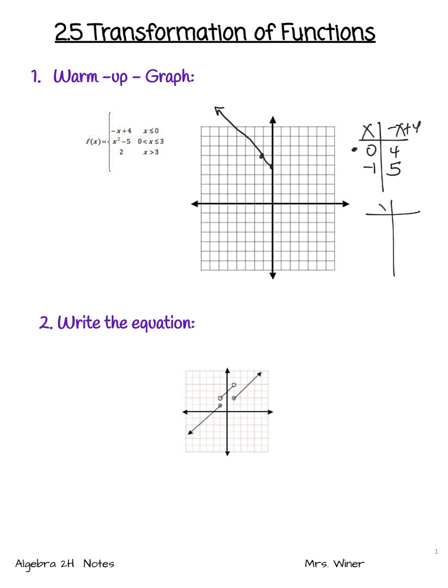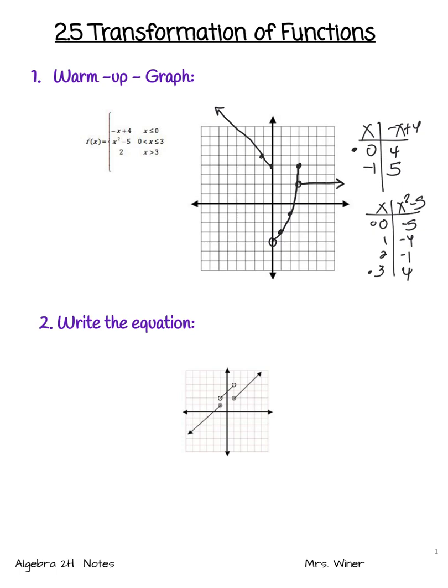Okay, then I'm going to graph x squared minus 5. 0 will be open, 3 will be closed. We plug in, and we graph. And that's in between the fences of 0 and 3. And then finally, it's just going to be 2 for everything greater than 3. So at (3, 2), there's an open circle, and then the graph goes to the right. All right, so that's what that graph looks like.